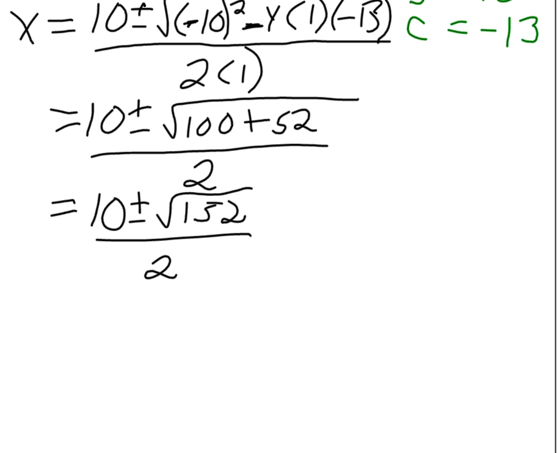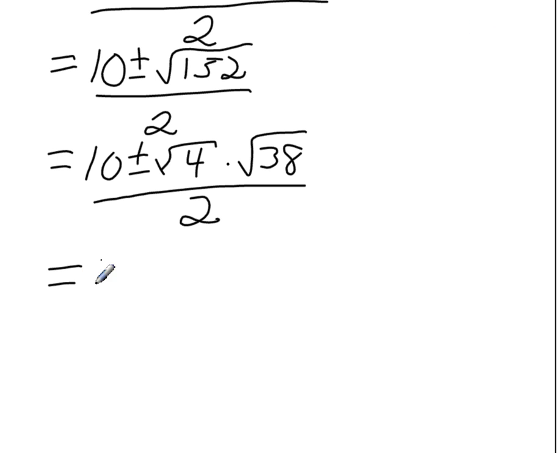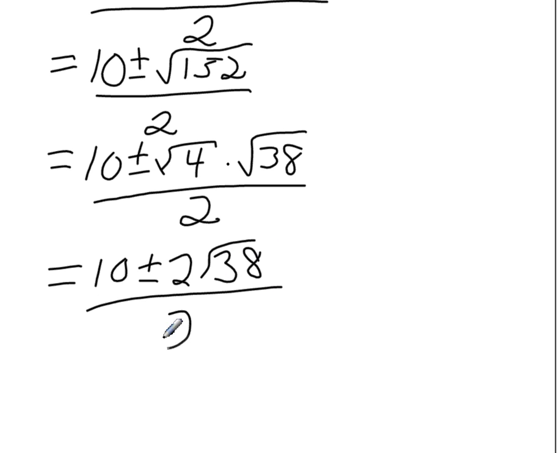Okay, I need to find if there are any factors of 152 that are perfect squares. All right, I think the only factor of 152 that's a perfect square is 4. So I'm going to break that down into radical 4 times radical 38 all over 2. So it's 10 plus or minus 2 radical 38 all over 2.